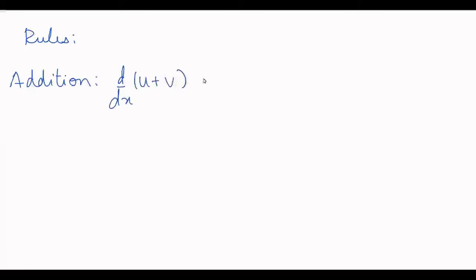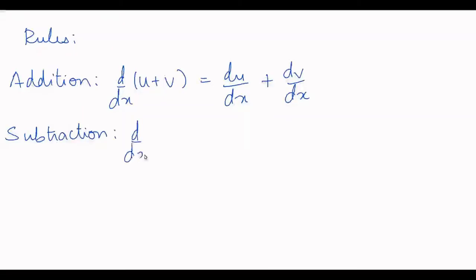Now we'll look at rules of differentiation. First, addition rule. d/dx of u plus v. So this is the form, and u and v are both functions of x. So you can write this as du/dx plus dv/dx. The same can be extended to subtraction or difference, which is d/dx of u minus v, which is now equal to du/dx minus dv/dx.